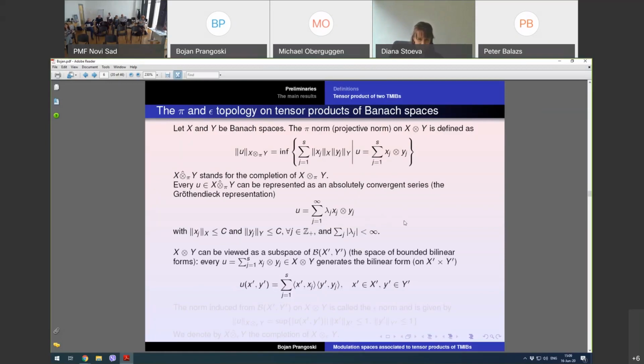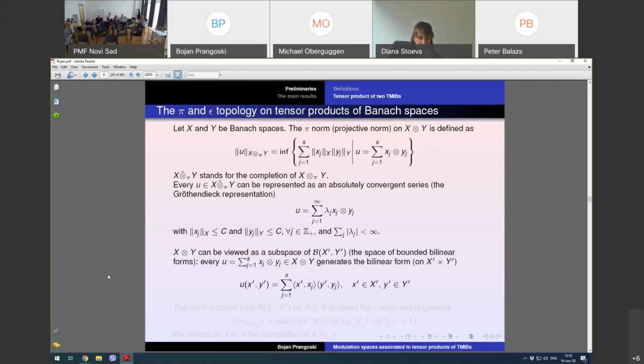Now for the epsilon norm, I have to recall that the tensor product can always be viewed as a subspace of the space of bounded bilinear forms on the duals x prime and y prime. The way you associate a bilinear form to each tensor is as follows. You take an arbitrary tensor, and the induced bilinear form is given by the sum. One can prove that this is indeed a well-defined continuous bilinear form, and this association is indeed injective.